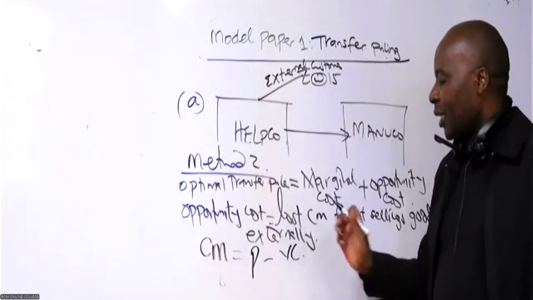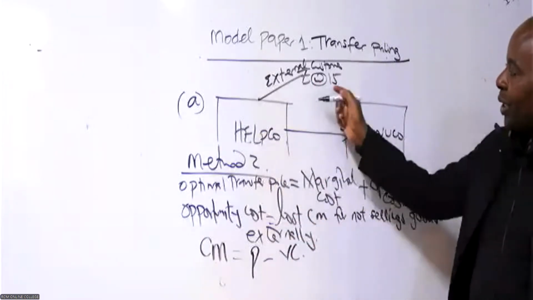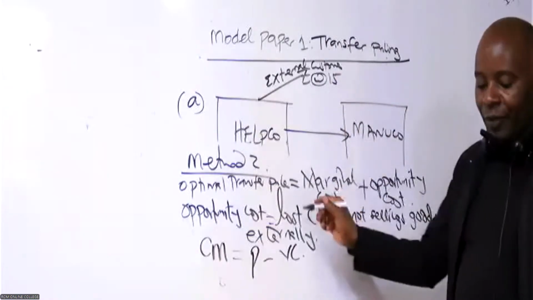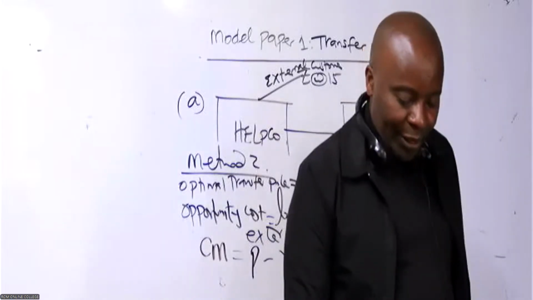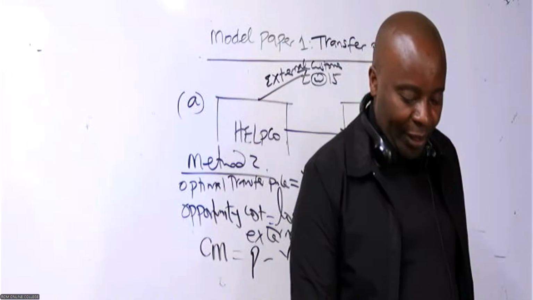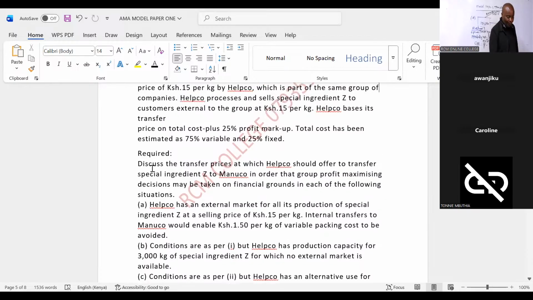Minus variable cost. Now, ladies and gentlemen, we know the price that HelpCo is selling these goods at outside is 15, but we don't know the variable cost. Many students would not have gotten this variable cost, and yet it is given here very clearly. We are told here that HelpCo bases its transfer price on total cost plus 25% profit markup.